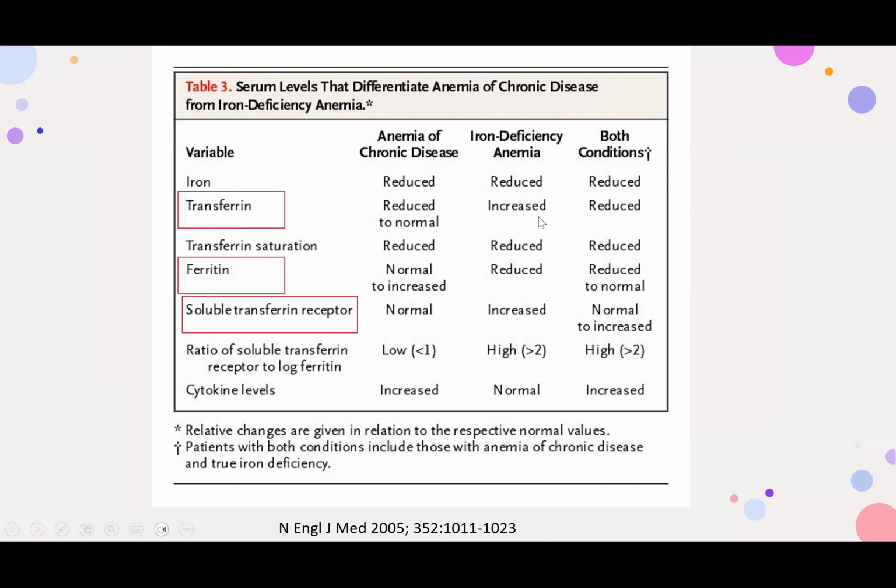So in iron deficiency anemia, transferrin is going to be high. Soluble transferrin receptor is going to be high as well. However, in anemia of chronic disease, it's normal. Okay. Ferritin is, of course, one way to differentiate. Ferritin is going to be low in iron deficiency anemia. However, it's going to be normal or high in anemia of chronic disease.